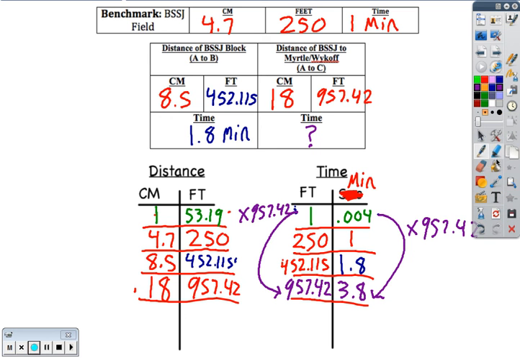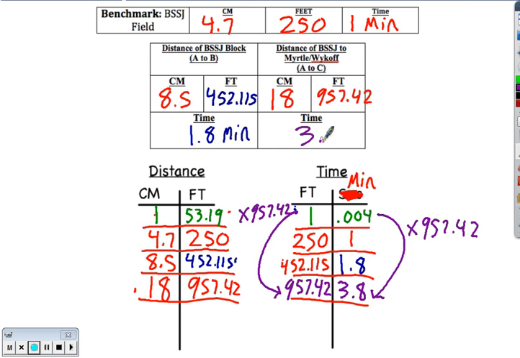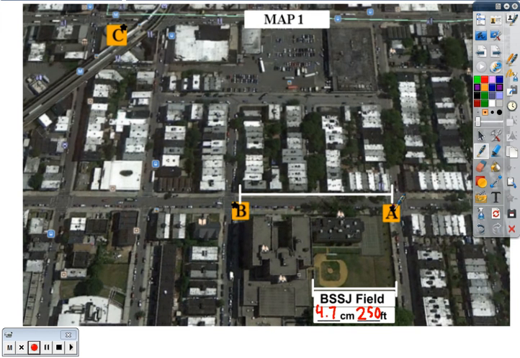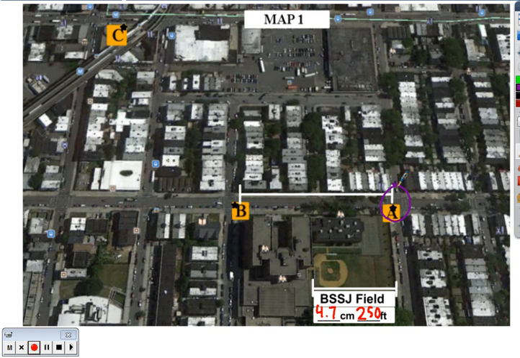Now we know that to walk from BSSJ to Myrtle Wyckoff takes you about 3.8 minutes, or it's pretty close to 4. We could think about this as from here all the way to here. If you do that walk, it'll take you about 4 minutes, right?